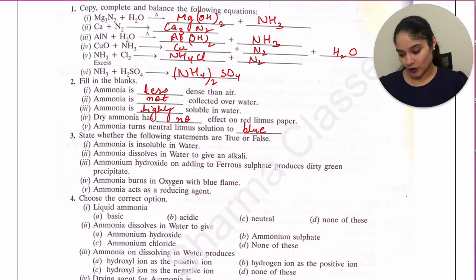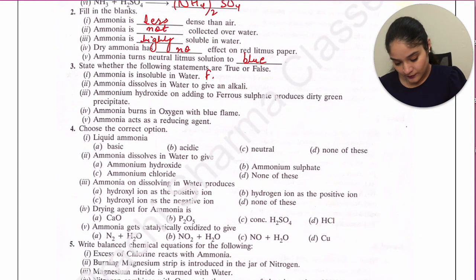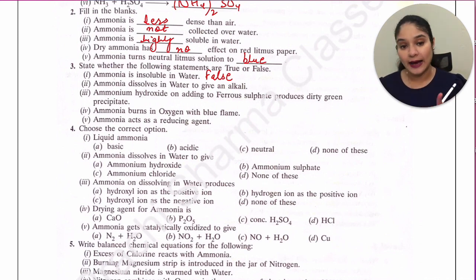Now moving on to the next question. State whether the following statements are true or false. Ammonia is insoluble in water. So the answer is false, because we just discussed ammonia is highly soluble in water. Next is ammonia dissolves in water to give an alkali. So I just mentioned ammonia is basic in nature. So when ammonia gets dissolved in water, it gives us an alkali. So that is true.